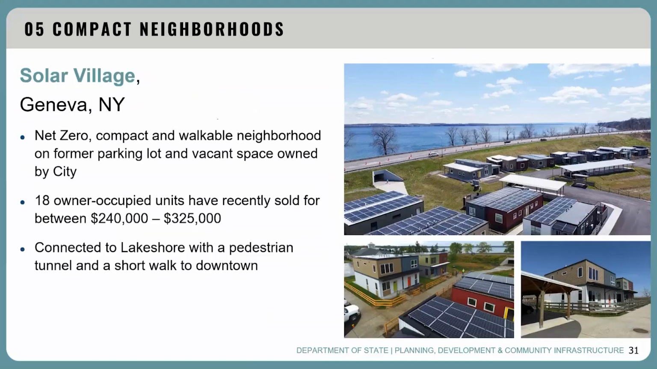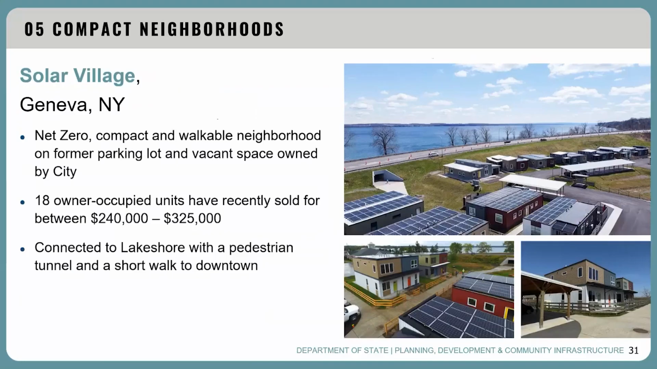The City of Geneva's 2016 Comprehensive Plan paired nicely with a Round 1 DRI award. During the comprehensive planning process, the city identified a need to improve the city's housing stock in both quality and range of available options. Eventually, the Solar Village won the DRI award, leading to the construction of a new net zero compact neighborhood of 18 homes on the site of a former parking lot and vacant space.